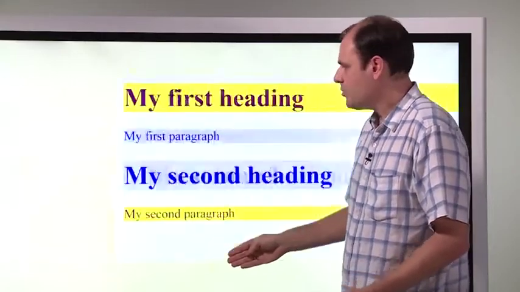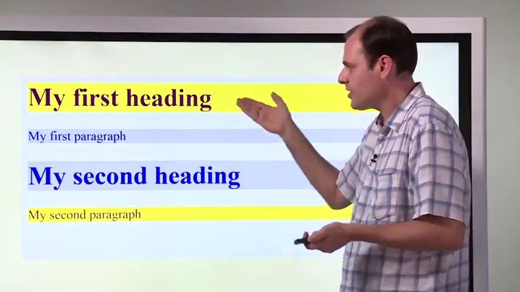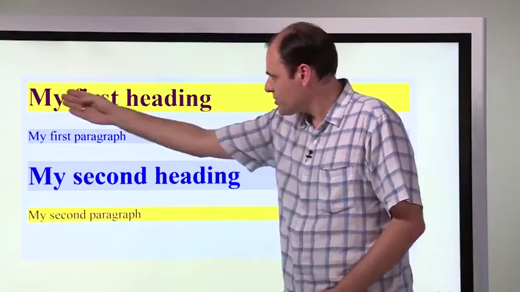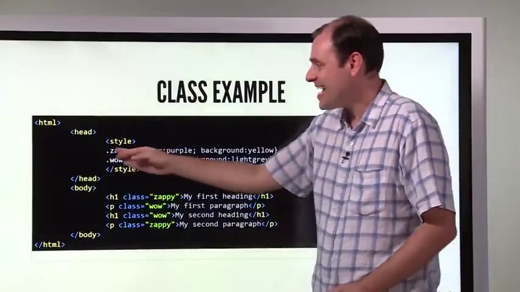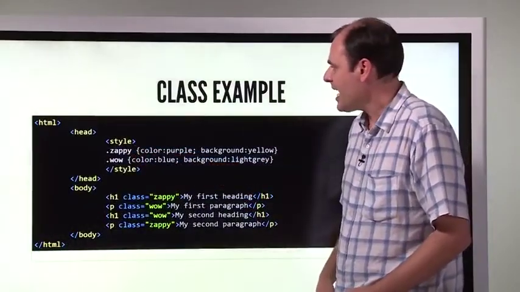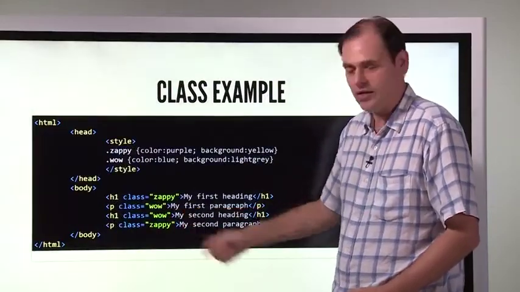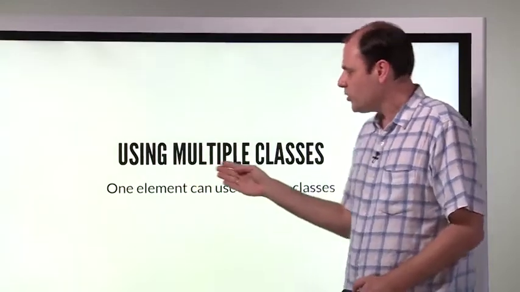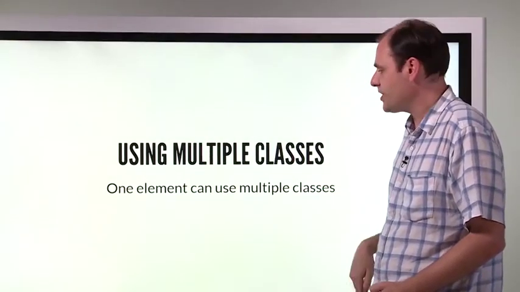All right, what does it look like? It looks like this. It's up to you to choose the colors and how things look, but this is just illustrating our class example. So this one here and this one here, they both had the zappy style. Okay, and then this one here, they both had the wow style here. All right, what else could we do? Well, we could define lots of classes and then use them suitably.